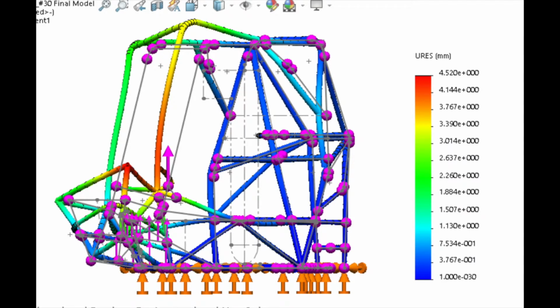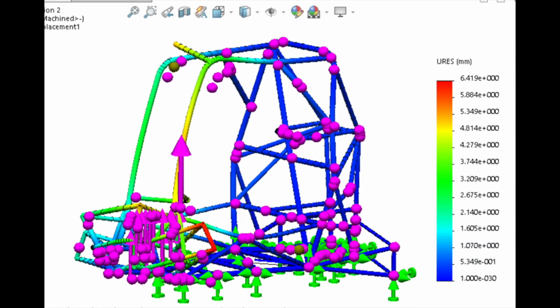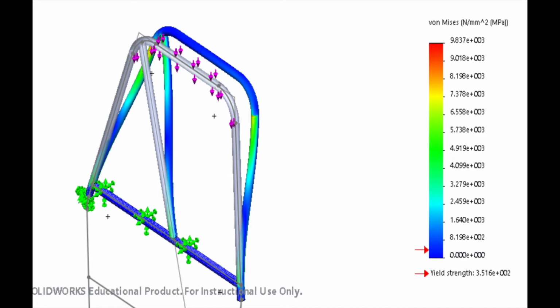We also did a few more simulations. This one is for the front suspension A-arm where we added a force where the shock would be, and we did this for the first and second iteration. Besides that, we also did a prescribed displacement on the roll bar for the first and second iteration.